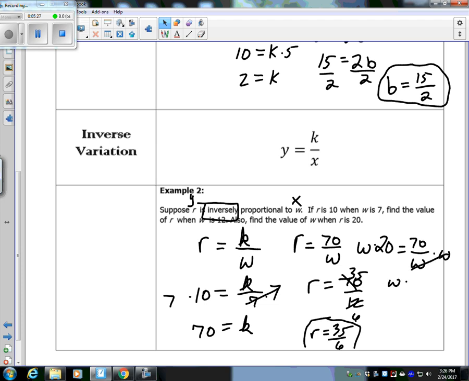You get w times 20 equals 70, divide by 20, and you now can get w isolated. You can't isolate a variable in a denominator. 70 20ths reduces down to 7 halves. Moving on.